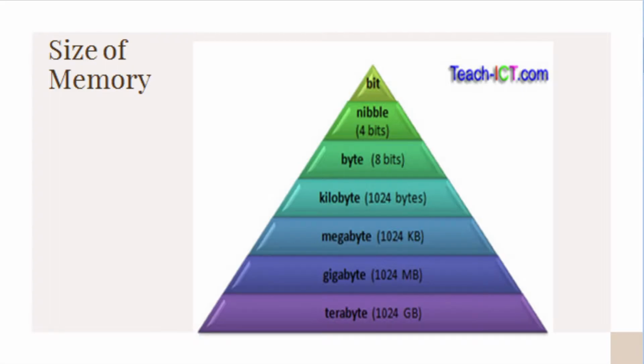Most modern computers come with gigabytes and terabytes of memory. So a kilobyte is defined as 1024 bytes. That is 2 raised to 10 bytes. A megabyte is 1024 kilobytes. A gigabyte is 1024 megabytes. A terabyte is 1024 gigabytes.